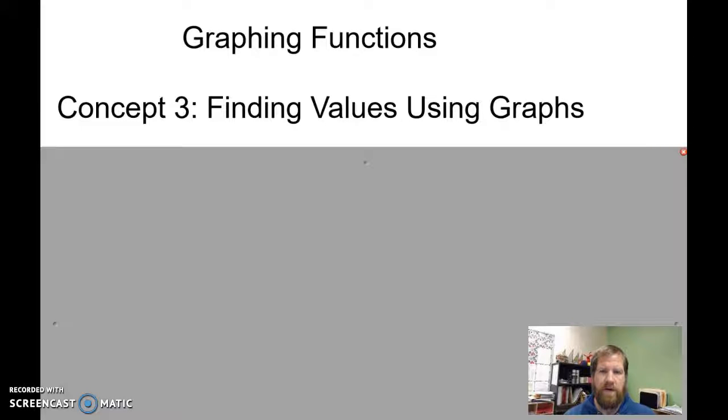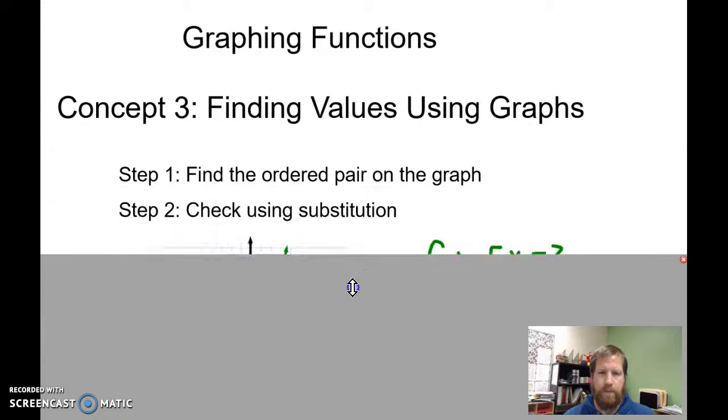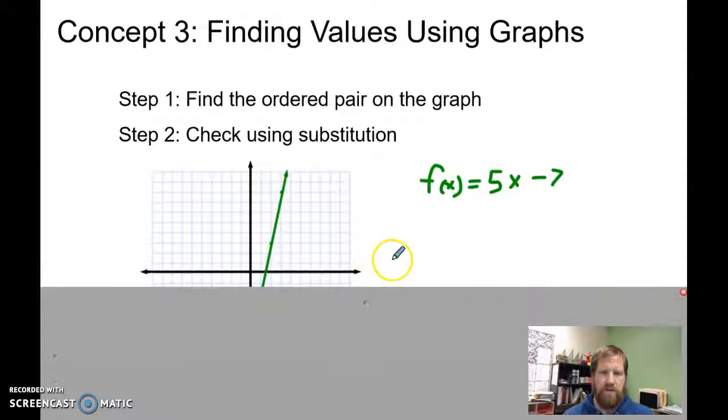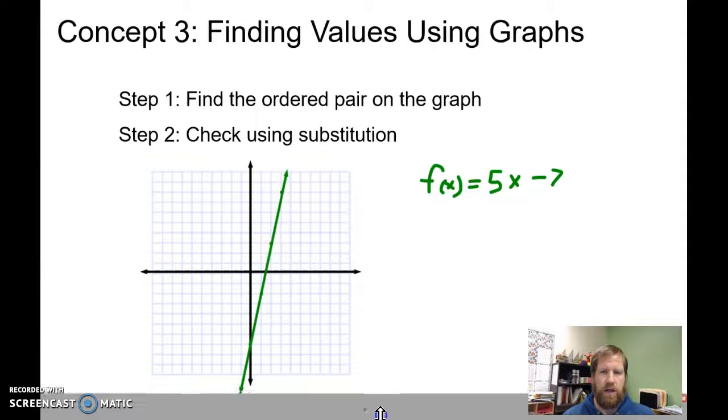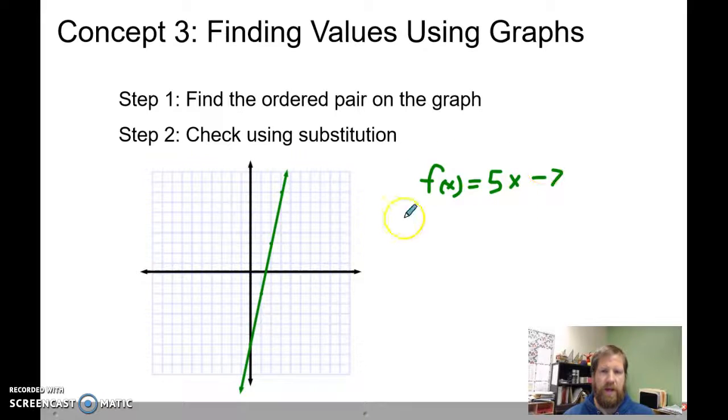Concept 3, finding values using graphs. So when you are given both a function and a graph of that function, you can find an ordered pair that lies on the graph just by looking at the graph, finding the x and y values. And then to check those, you can go back to the function and plug those in to make sure that you're being accurate for finding those values.